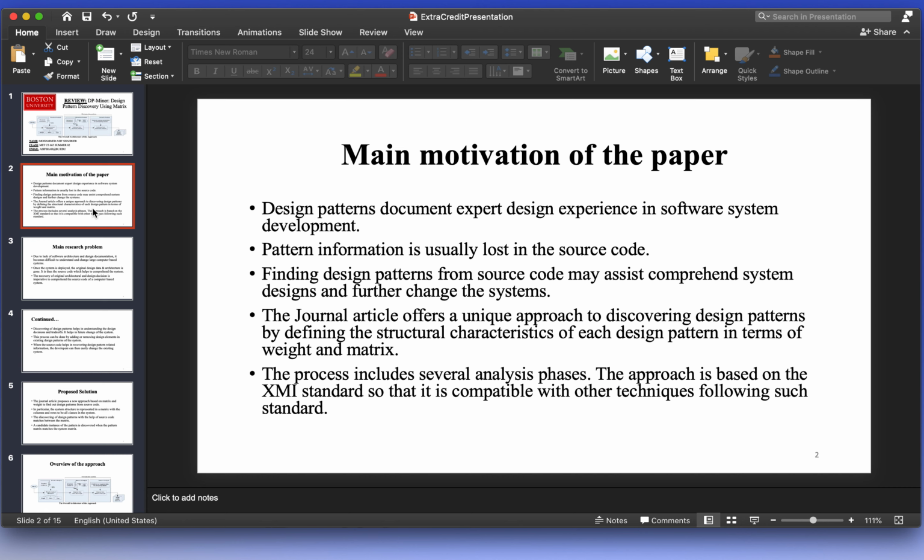Main motivation of this paper. The journal article offers a unique approach to discovering design patterns by defining the structural characteristic of each design pattern in terms of weight and metrics. The process includes several analysis phases. The approach is based on the XMI standard so that it is compatible with other techniques following such standard.